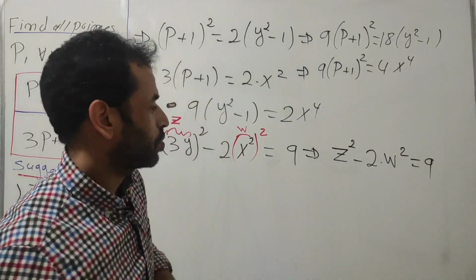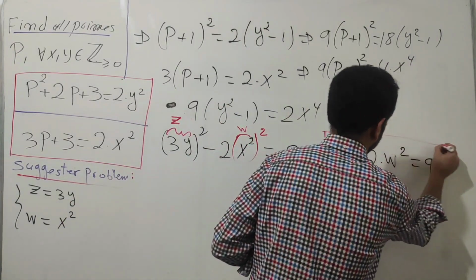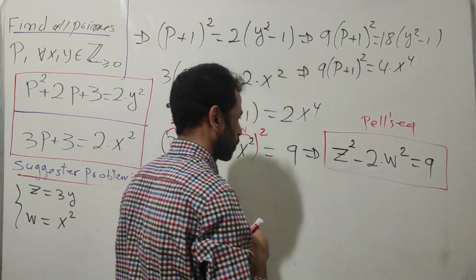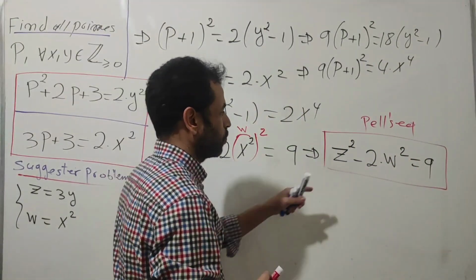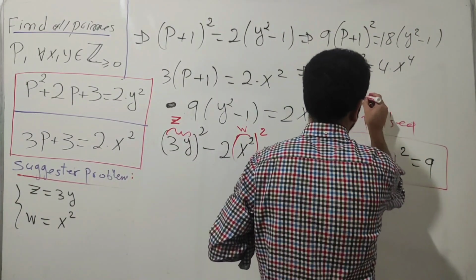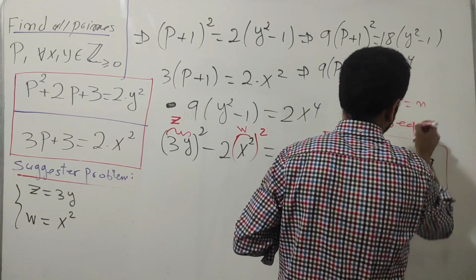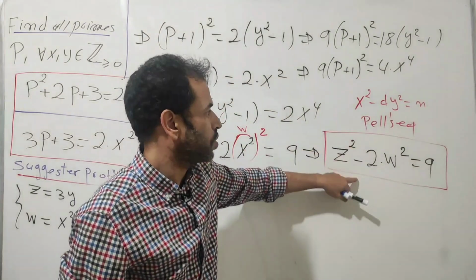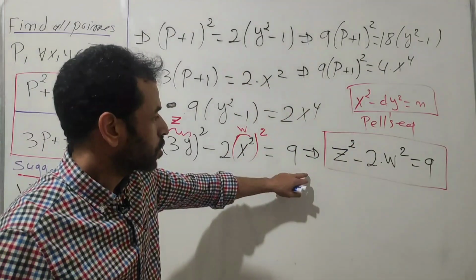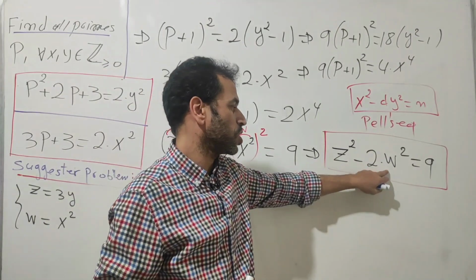Now the equation is written in the form of Pell's equation. This is Pell's equation, which is written in the form of x squared minus d y squared equals n. That's what I found, almost the same thing here. I'm simply going to find the solution for this equation by working on both equations that we have shown before.